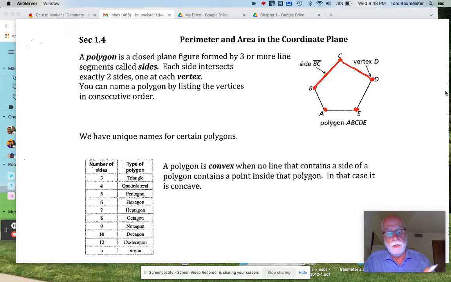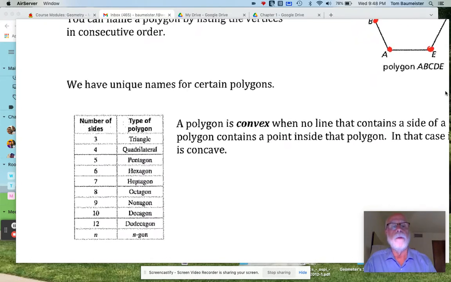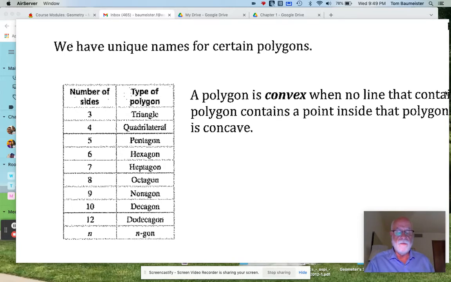We do have some unique names for certain polygons, but after that we just call them by their number of sides. You should probably remember some of these. 3 sides is a triangle, 4 is a quadrilateral, 5 is a pentagon, 6 is a hexagon, 7 is a heptagon, 8 is an octagon. That's kind of like an octopus has 8 tentacles. Same with an octagon, it has 8 sides and 8 vertices. 9 is a nonagon, 10 is a decagon, and 12 is a dodecagon.